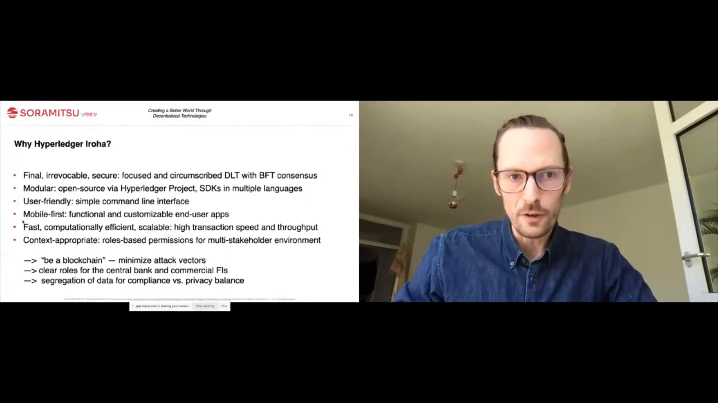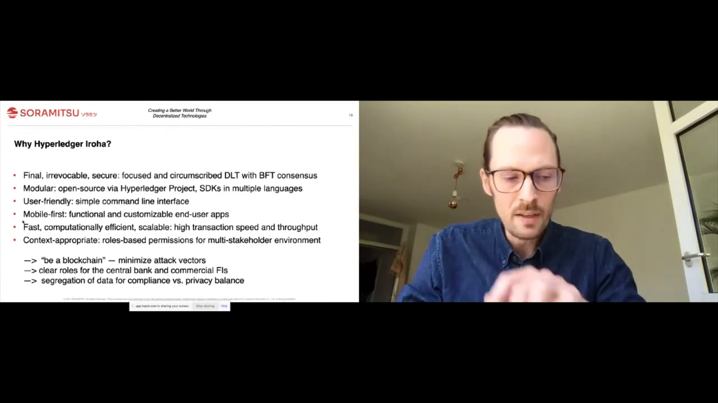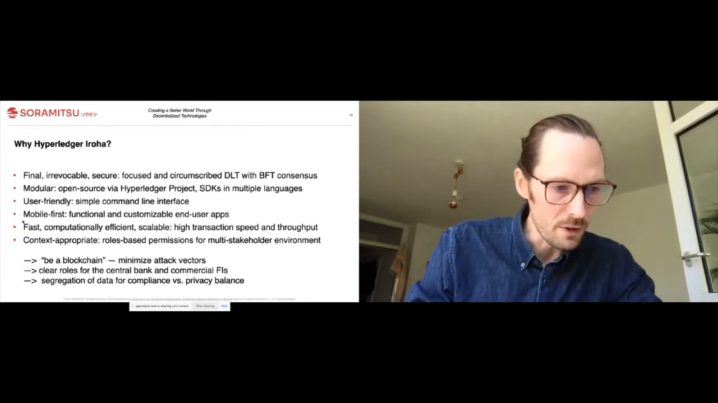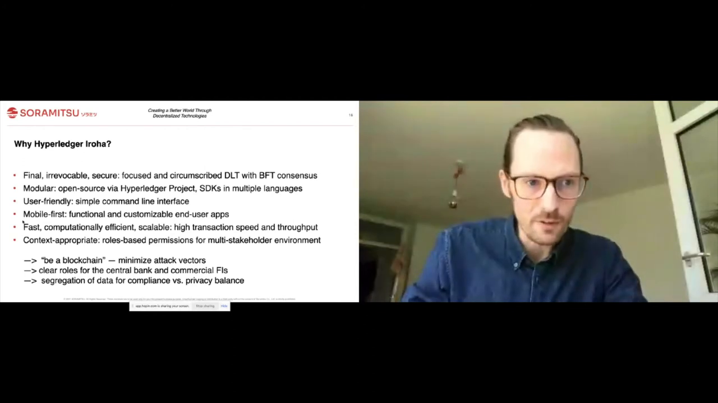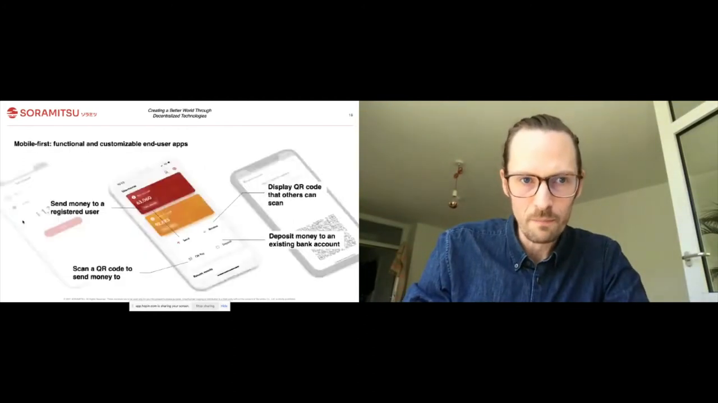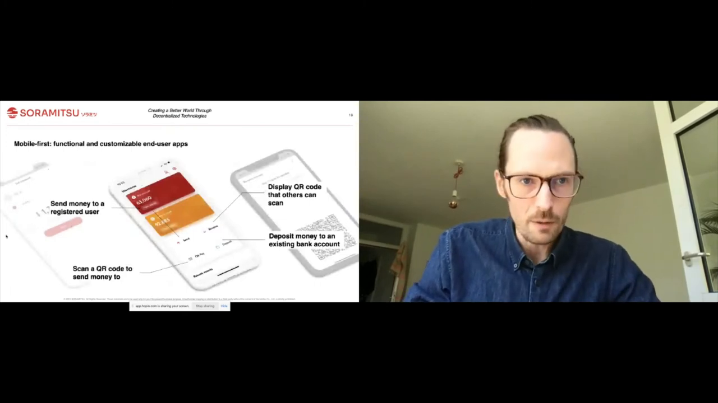It's also mobile first. It has a functional and customizable end user app that we developed for the National Bank of Cambodia. And here also you can test out the end user app. I was going to do that, but I don't think I have time, so I'll just show you a picture instead, a mock-up. It's very easy to use. I'm sure that you've used something similar.